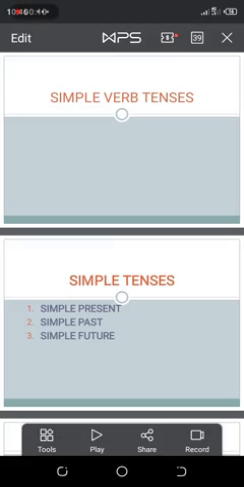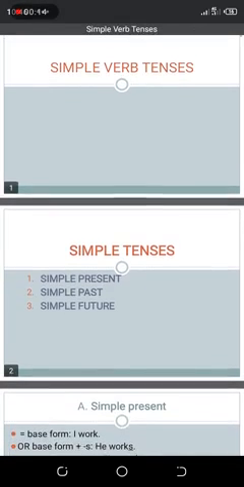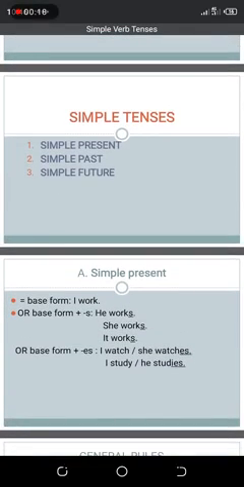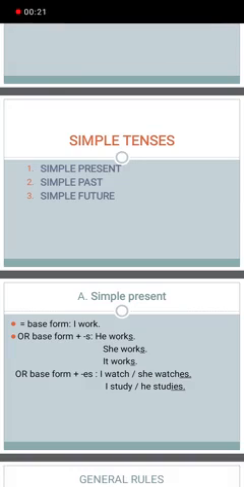We are going to look at simple tenses, and under simple tenses, we have simple present, simple past, and simple future. So, let's start with simple present. And under simple present, there are two ways of forming a simple present.